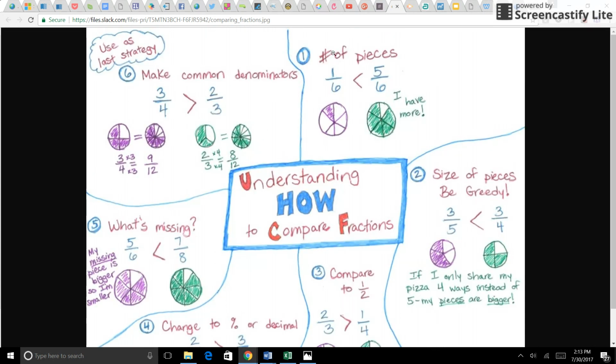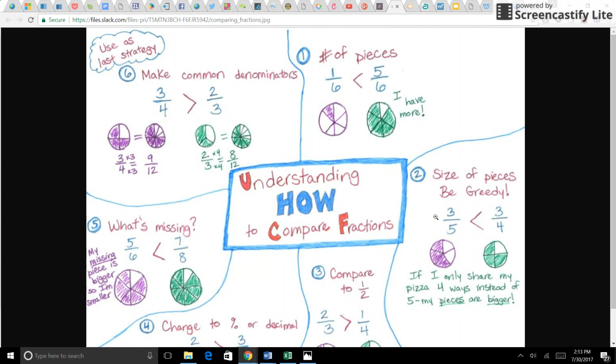So my number one way here is to just look at the number of pieces. Here I have 1/6 and here I have 5/6. Well, both pieces are the same size, so having 5 of them would mean that you have more than having just one of them. So when denominators are the same, you really only need to look at the numerator to determine which fraction is larger.